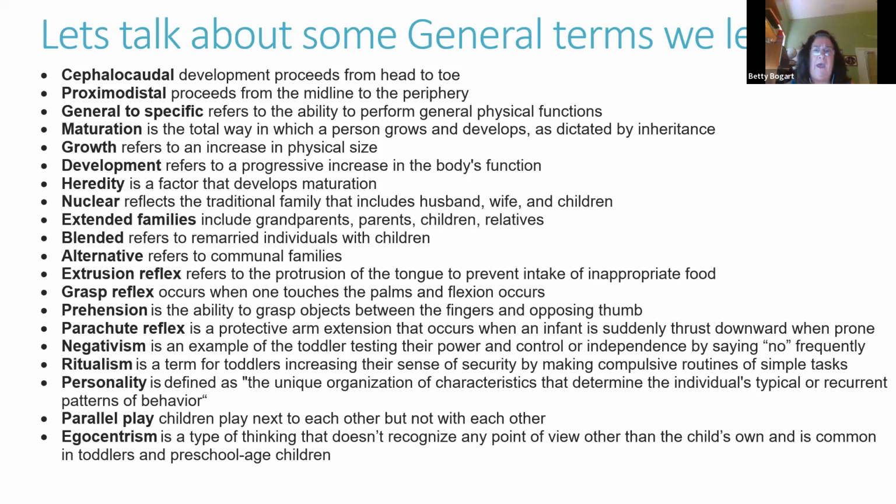Why do you think we do a height and weight on every child on every visit? Now, in adult land, you don't do that. But in children, from birth up till 18 years old, it's a height and a weight. We want to make sure they're growing right for many reasons. Development refers to the progressive increase in the body's function.